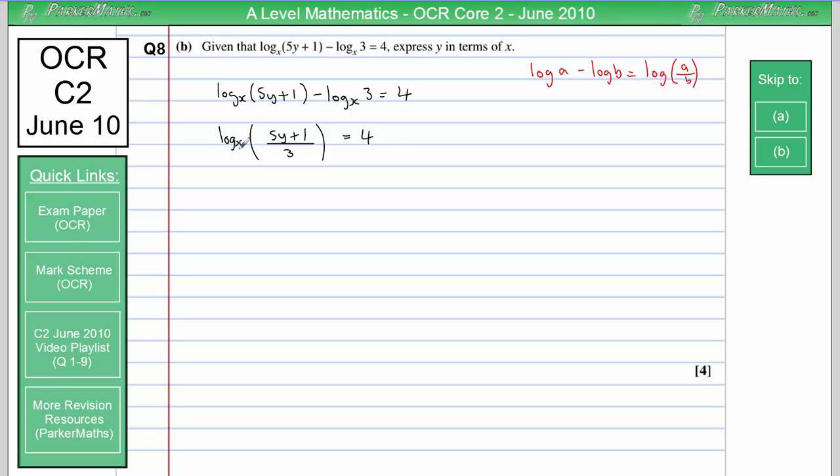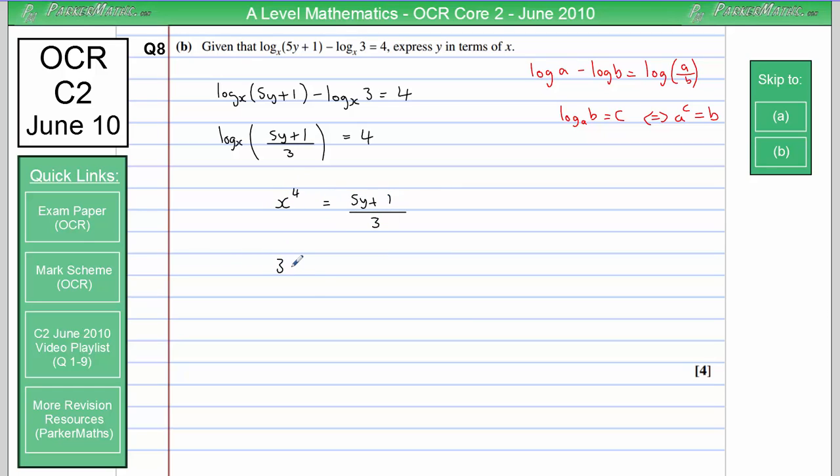Next, I'm going to think about how I could write this equation here as an exponential. So if we have log base a of b and that equals c, that is the same thing as saying a to the power of c equals b. Notice how the base of the log and the base of the power are the same, and we can use that to manipulate this expression here. So we would get x to the power 4 equals this bracket.